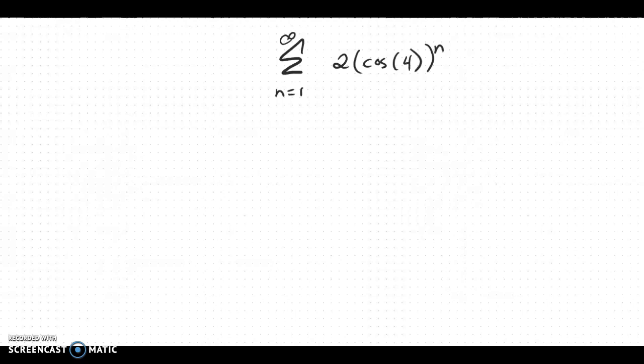So this question comes from 5.2's question 11 in the My Open Math. And it says, consider you have this geometric series, 2 times the cosine of 4 to the nth power. And it says, if you write it in the standard form for a geometric series, so this is the standard form for a geometric series.